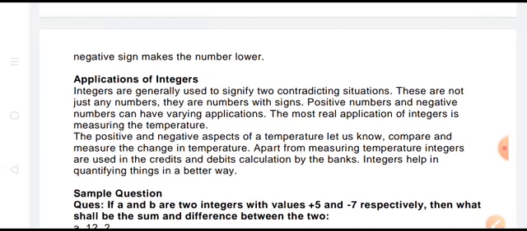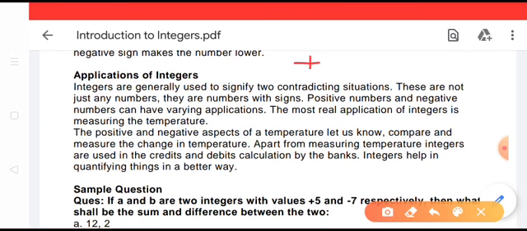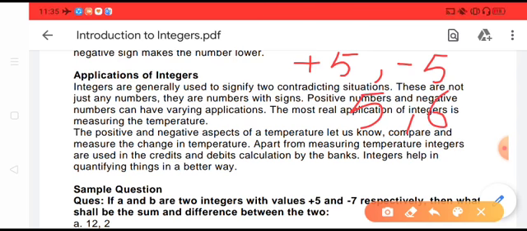Integers are generally used to signify two contrasting situations. These are not just any number, they are numbers with sign. If we write any integer, then we write plus 5 or minus 5, not 5 या 6, because these are just numbers, but plus 5 and minus 5, where plus 5 is a positive integer and minus 5 is a negative integer.